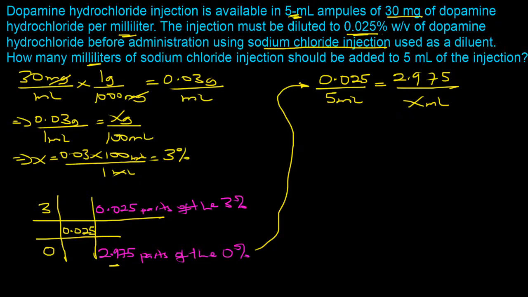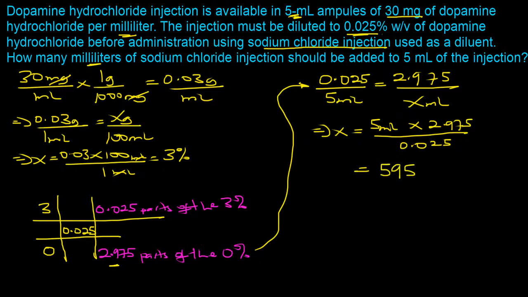Okay, now let's solve for X here. X is going to be equal to the 5 milliliters times your 2.975, and then you divide that by your 0.025, and then once you do the math, you end up with 595. Okay, so while this question is similar to the previous one, let me just point out one of the main differences.